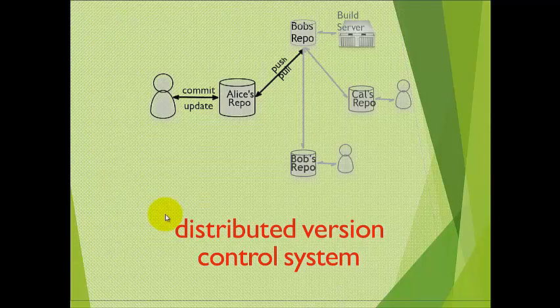So this is a typical scenario of a distributed version control system. As part of our third task in the agenda, we will see a similar scenario through the demonstration. Here we have Alice and Bob as the users, and the developer tries to commit and update his working directory, and through push and pull, he gets access to the build server.